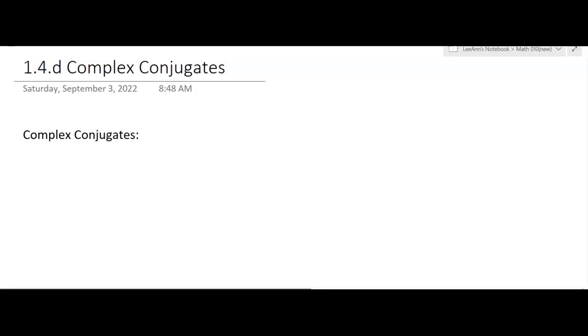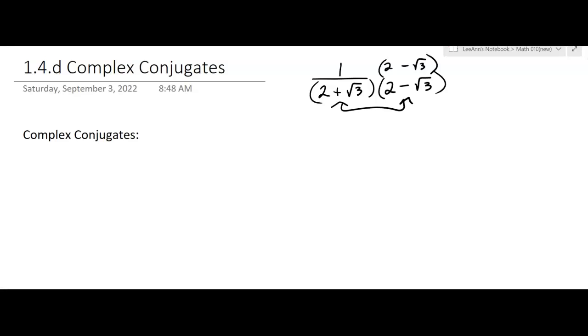Okay, so we're going to talk about complex conjugates here. So remember when we had something like 1 over 2 plus the square root of 3, and we said, oh, you have to rationalize the denominator. So we talked about conjugates and how you would multiply by 2 minus the square root of 3. So I don't know if you remember that. That was earlier in another chapter. Anyway, these were conjugates, right? And what it allowed us to do is to eliminate that square root in the denominator. Okay, so that was great.